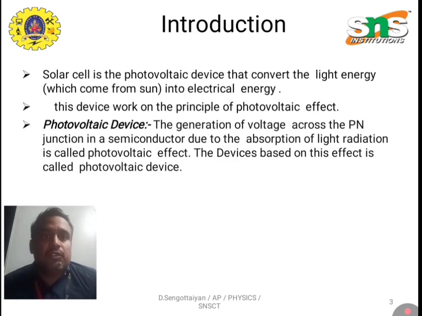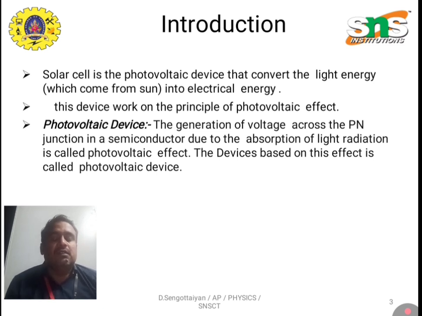So, an introduction to solar cells. A solar cell is a photovoltaic device. So we all know that it will convert light energy into electrical energy. That is the basic principle of solar cells. These devices work on the principle of the photovoltaic effect. So we all know that light energy is converted to electrical energy.